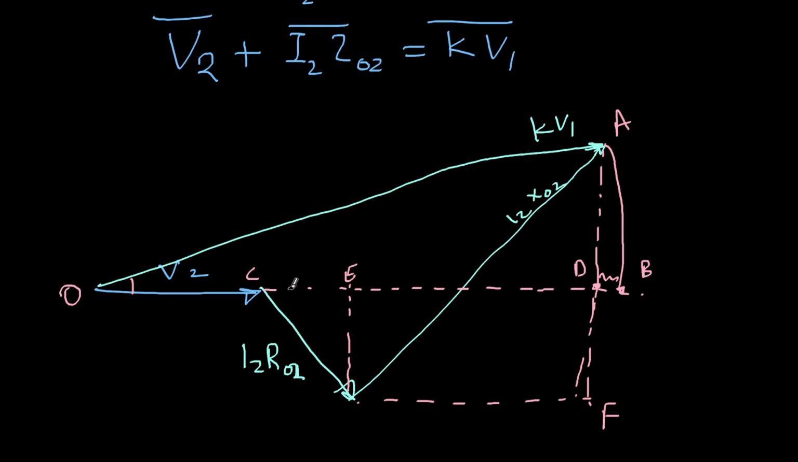Now you look at this angle, it will be phi 2. This is the secondary, because here I2 will be having the same angle phi 2 with respect to V2. So this angle will be phi 2. Similarly, this angle will be phi 2. So you can just find that. See, these are all triangles. So from manipulating these triangles you can find that this is also 90 degrees. So now what is this CE? CE is nothing but I2 R02 cos phi 2.